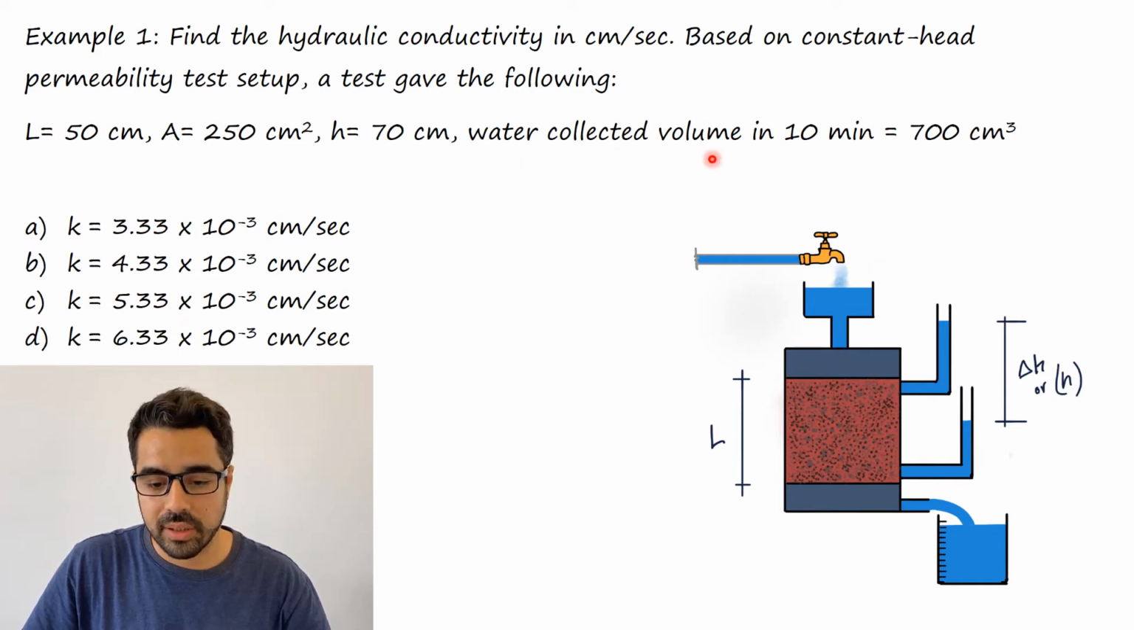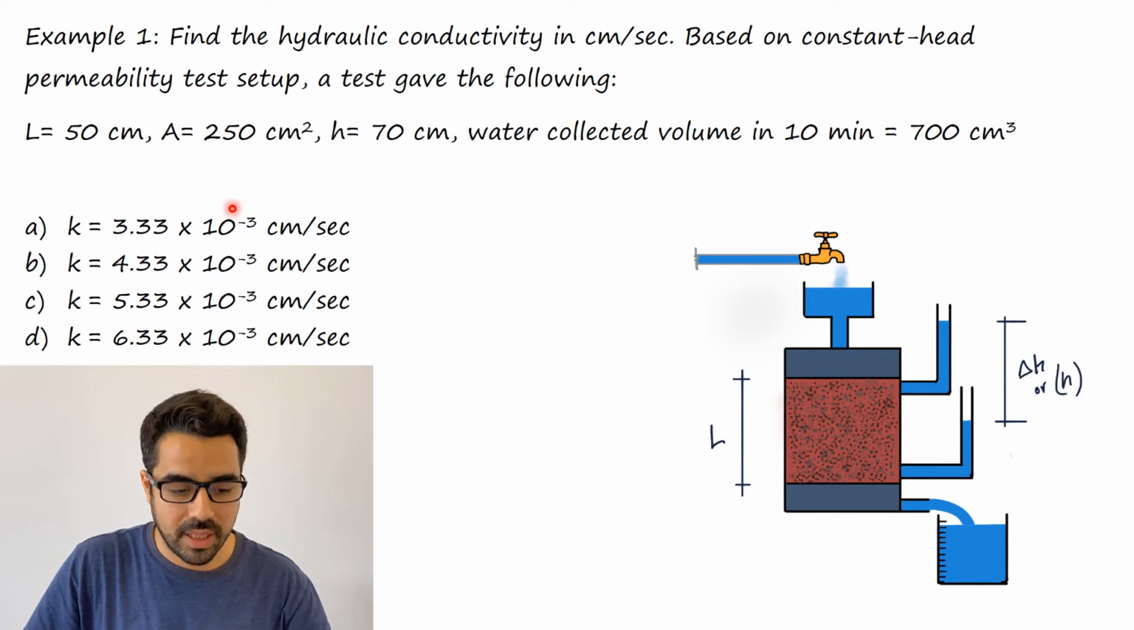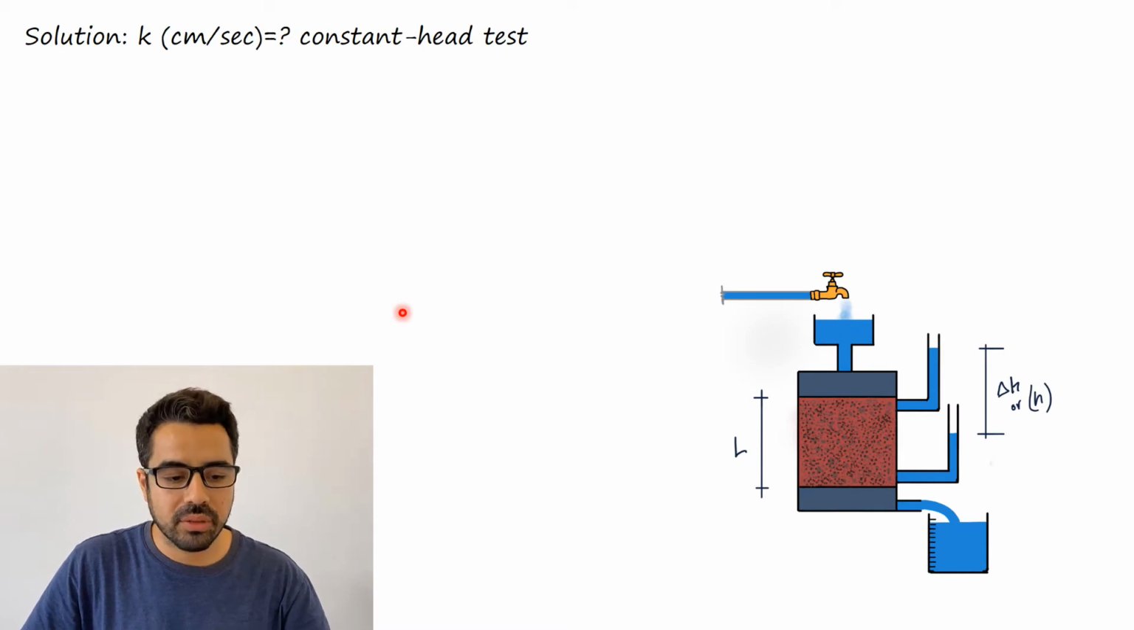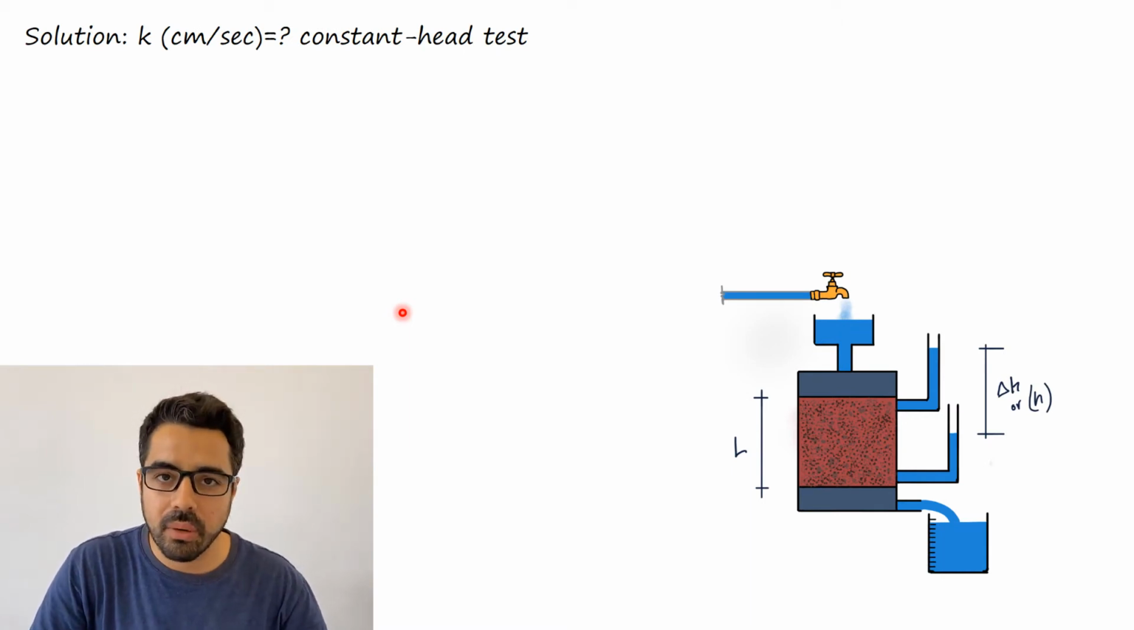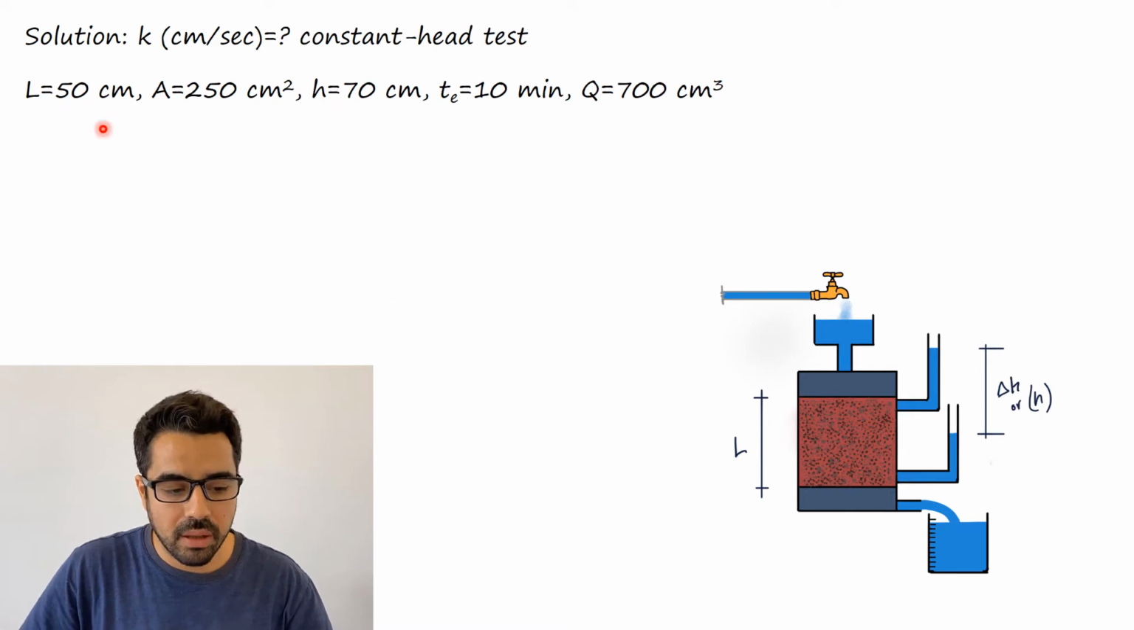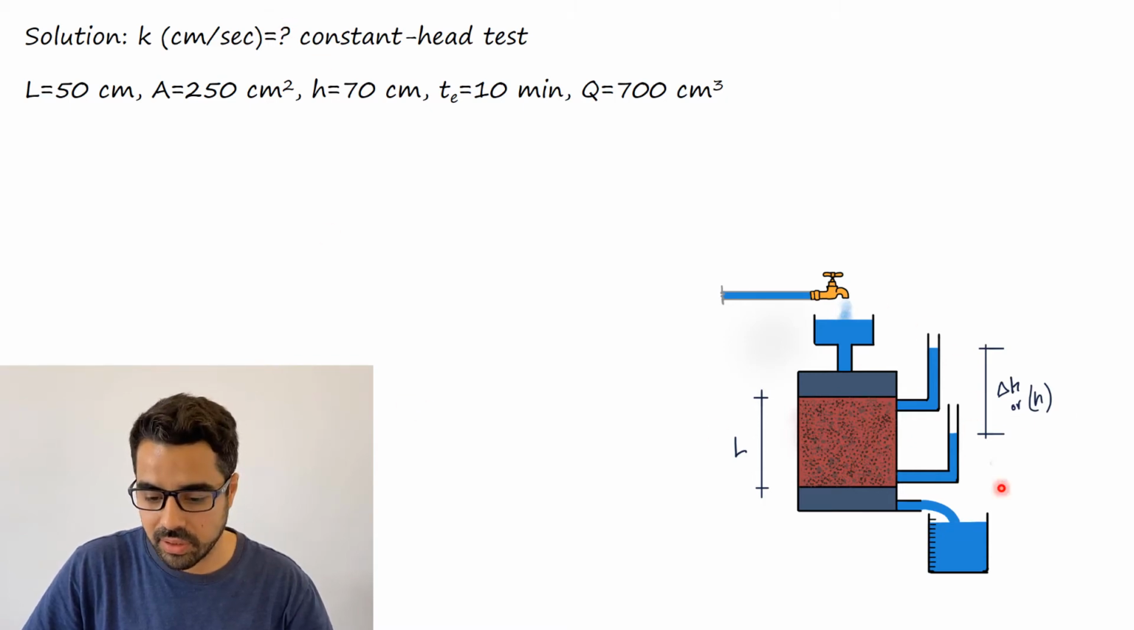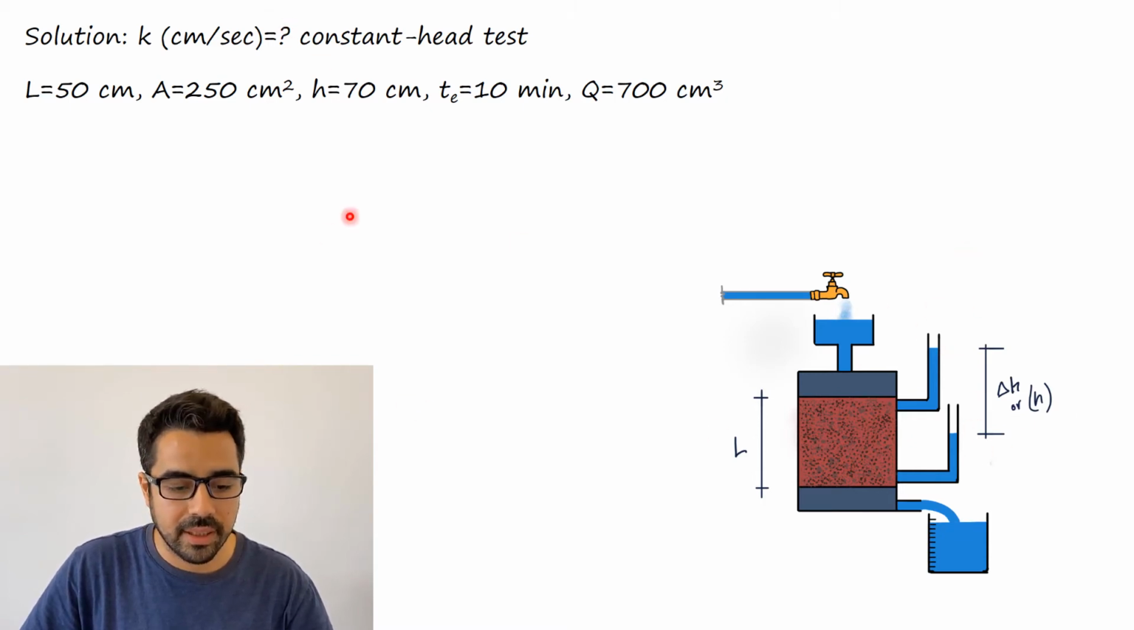And the water collected volume in 10 minutes is 700 centimeter cubed. Pay attention, 10 minutes, we have to convert that into seconds. Then we have 4 options. As usual, we start writing down what is given. L is 50, from here to here. A is 250, the cross-sectional area. H is this one, the difference in the head, 70 centimeter. T is the time. Q is basically the volume.